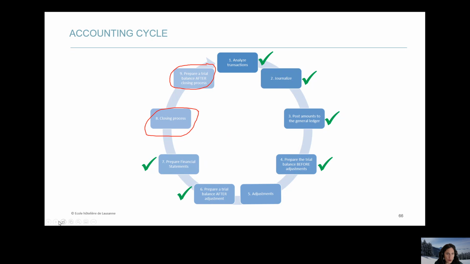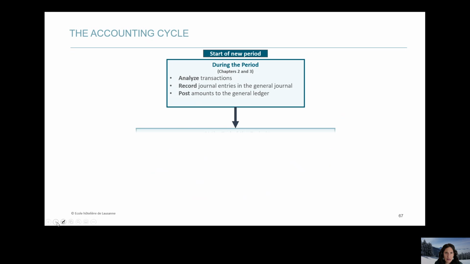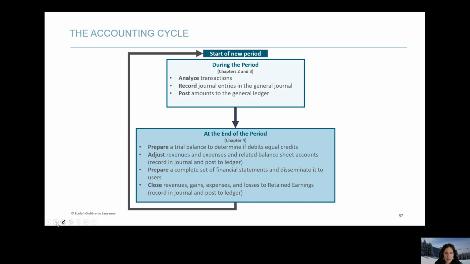So again, I'm going to show you a similar slide, the accounting cycle, which is represented here by the two boxes. In the small box, you find the different things that you need to do during the accounting period. During the accounting period, as always, you only have to do 3 things: analyze transactions, record the journal entry, and post the amounts in the general ledger.